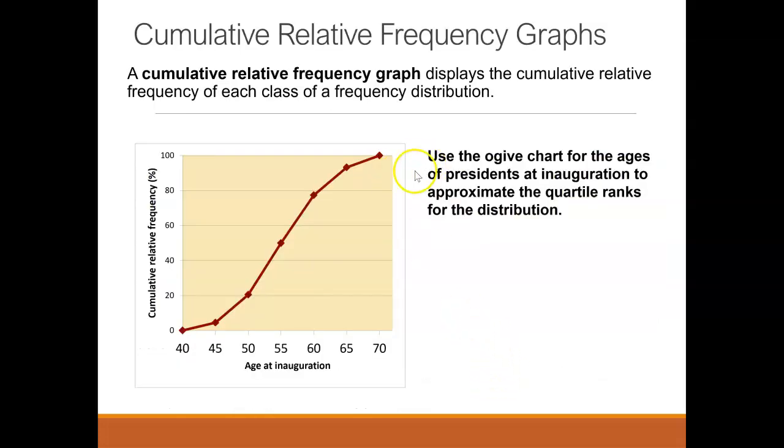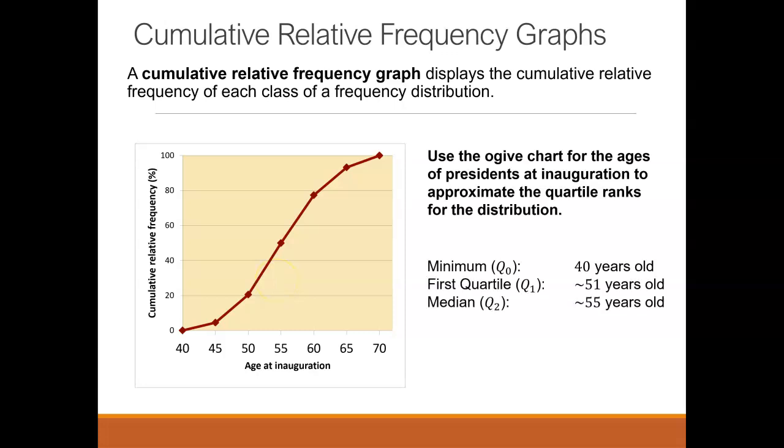If I have a cumulative relative frequency graph and I want to find my quartiles, the 0th percentile is 40. The 25th percentile maybe is like there. So I track that over and I track it down as maybe 51 or something. The 50th percentile I track over and down, that looks like 55-ish, et cetera. So I'm just kind of making some estimates there. Is everybody okay with how I did that?